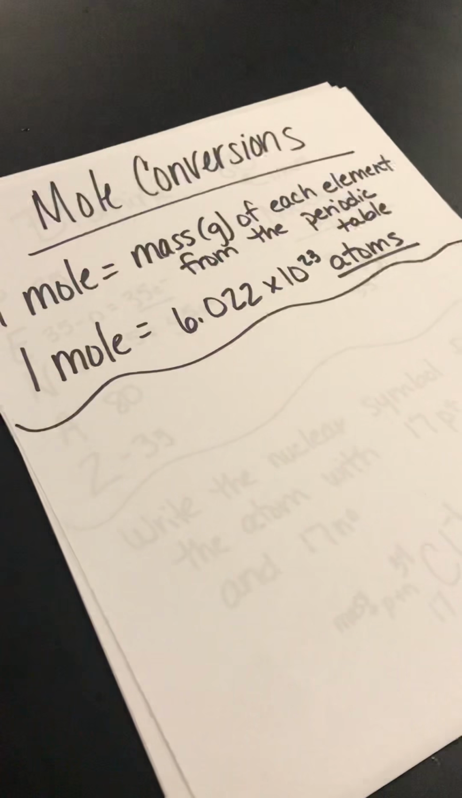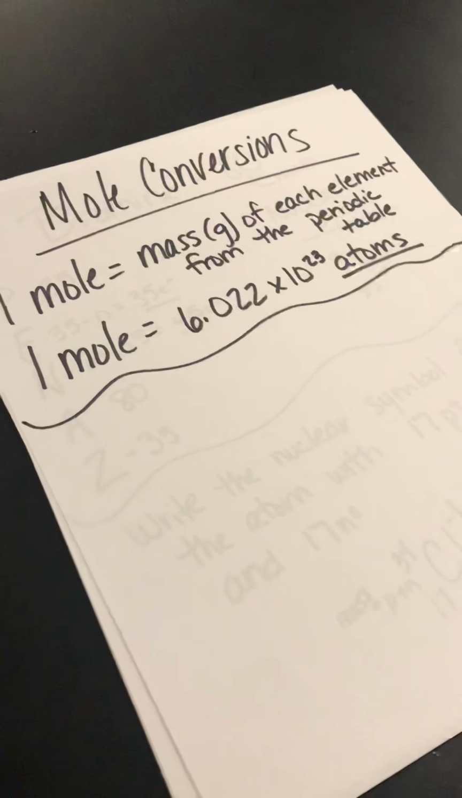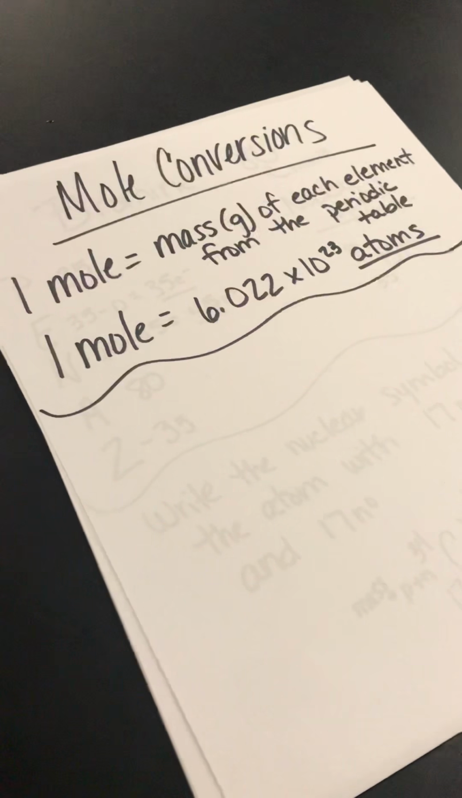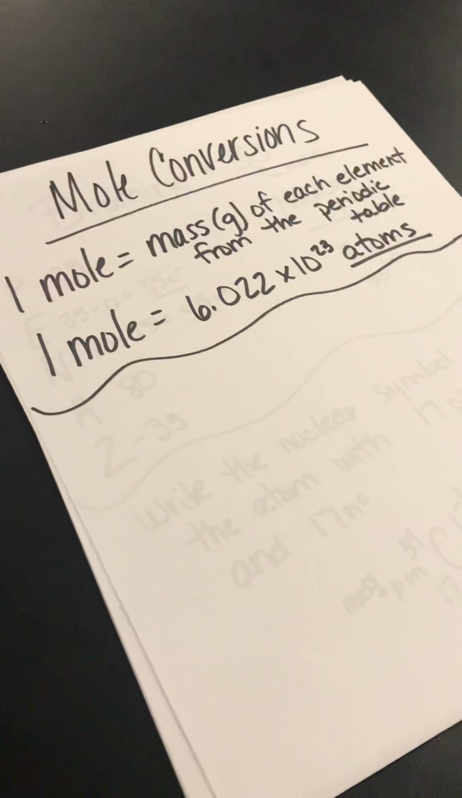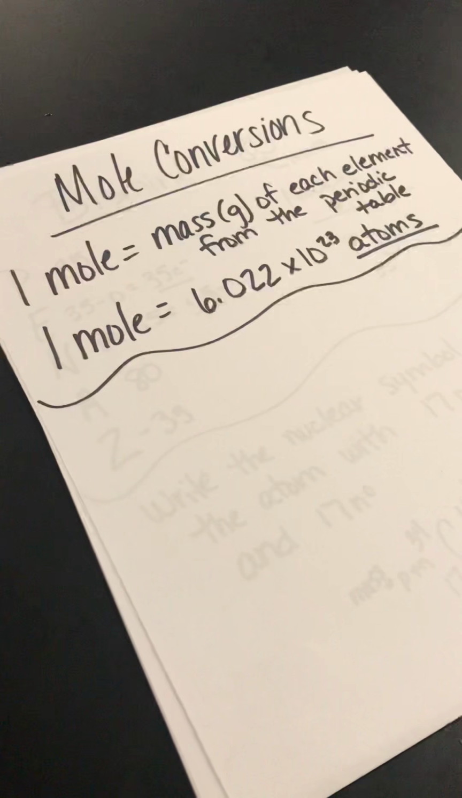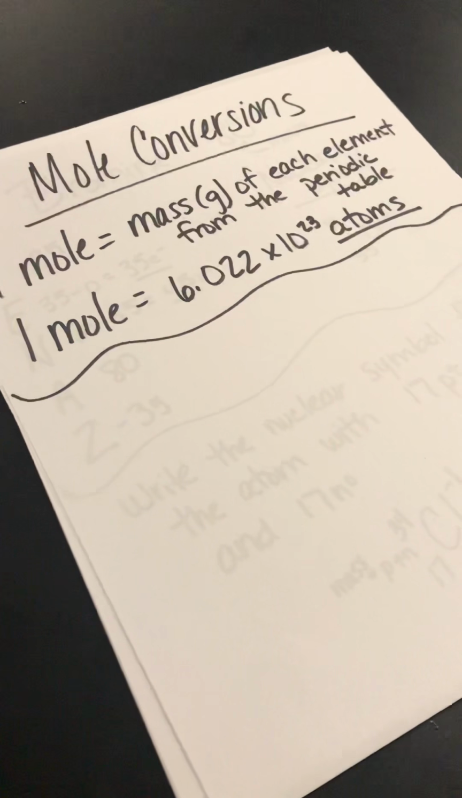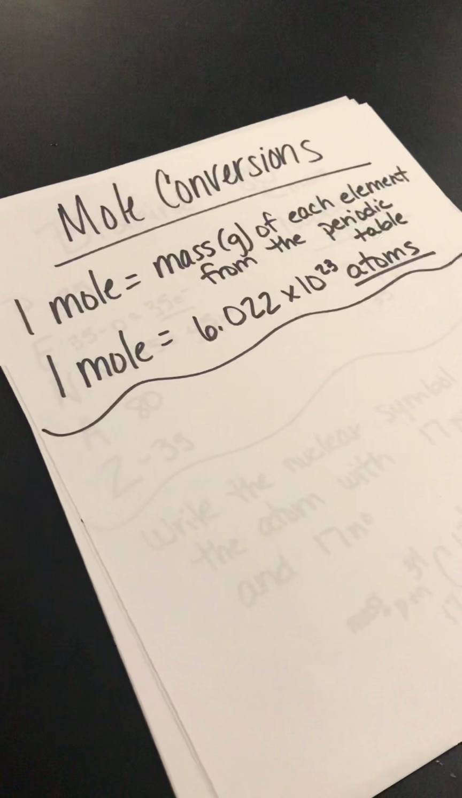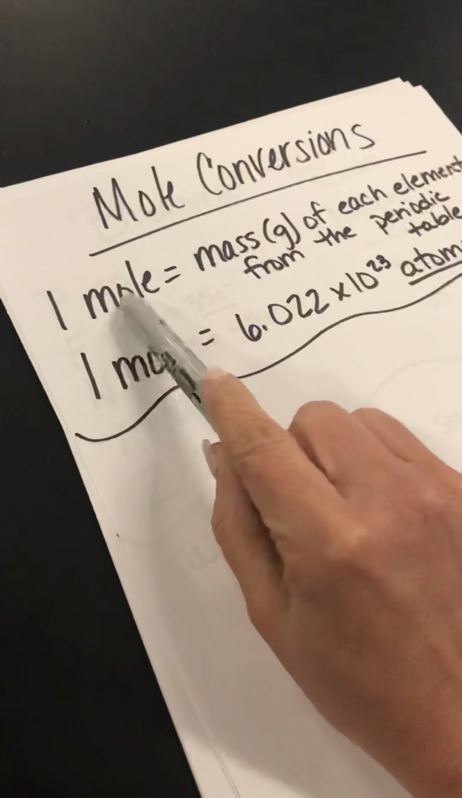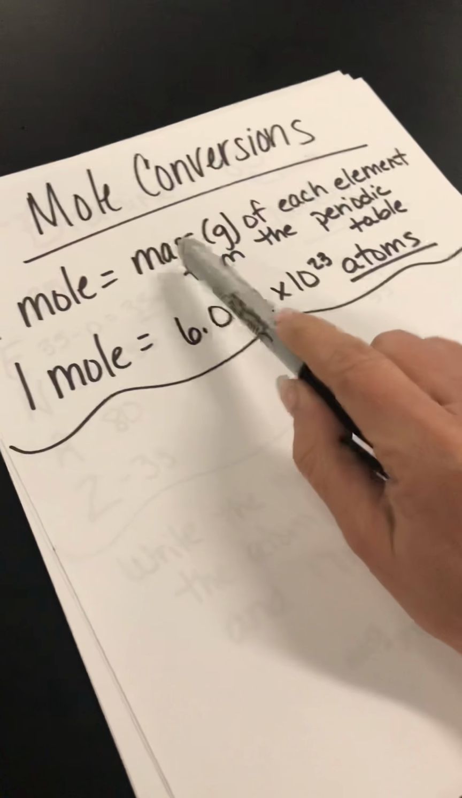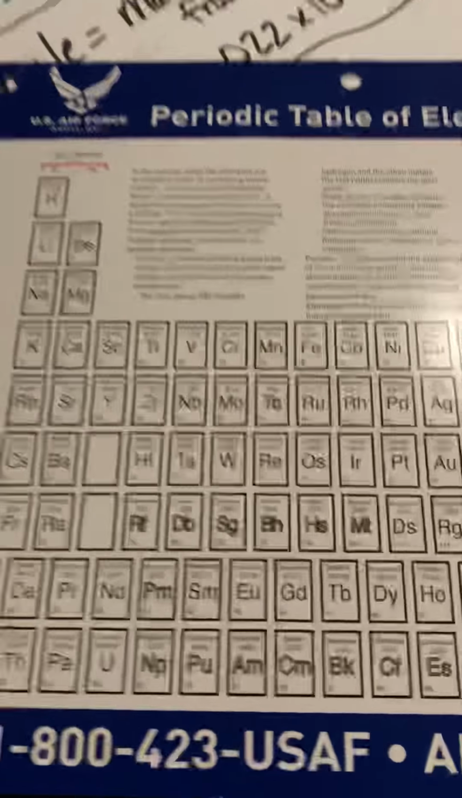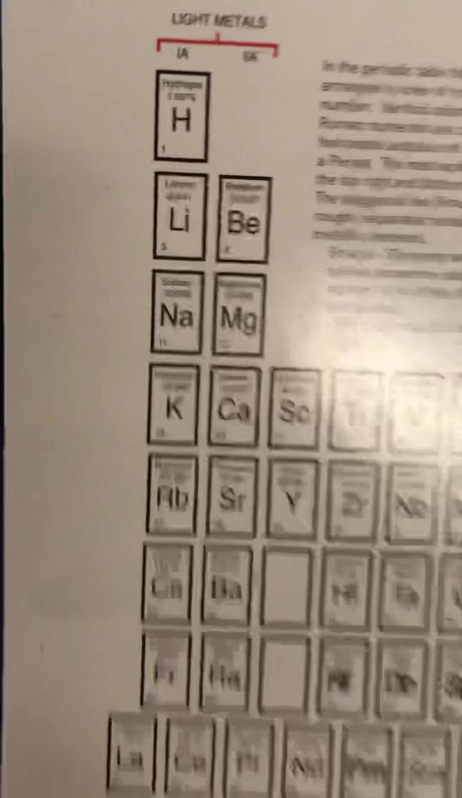So just like 1 dozen is equal to 12 of anything that we're counting, 1 mole is going to be equal to a specified number of either grams, if we're talking about the mass of atoms and elements, or atoms. So the two relationships that are going to be really important for this unit are 1 mole is equal to the mass in grams of each element from the periodic table.